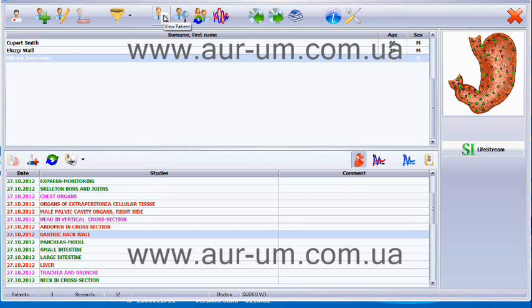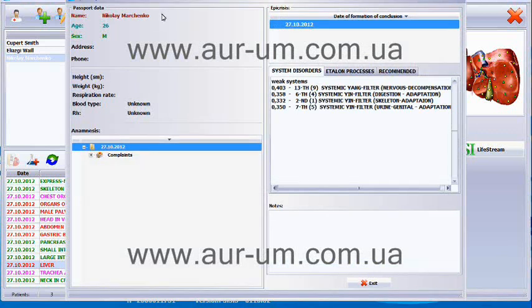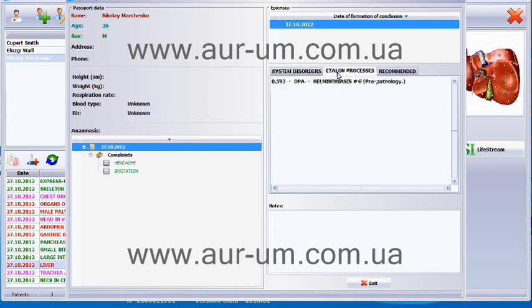We can open the medical conclusion from the main window as well. To do it, we press the View Patient button. Here is the basic information about our patient that we have entered. We can see his complaints. We have identified weak systems, and we have written down one ethanol process which is not active at the moment, but is a pre-pathology and something we would try to avoid.